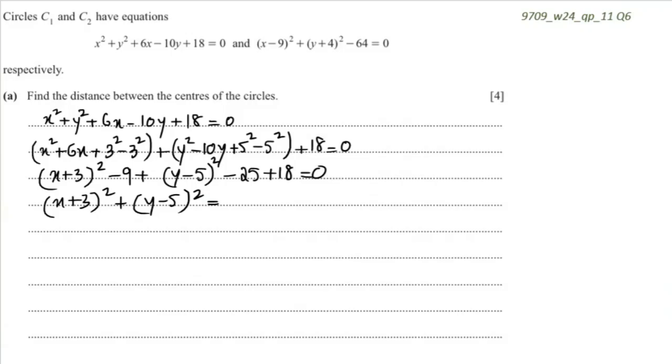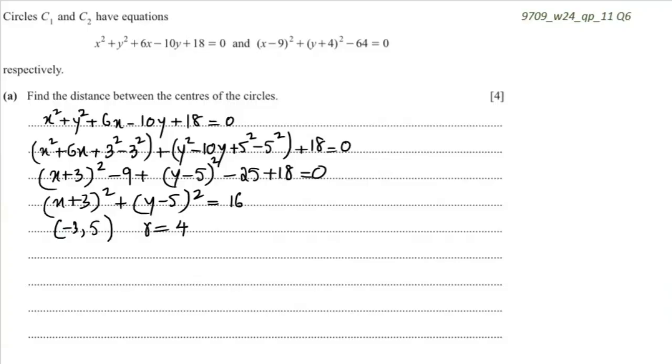Okay, this is 25 and 9. That's going to be 34. So I need to subtract, or I can do the other way around, minus. Oh, that's going to be 16, right? So the center is (-3, 5). And I don't need the radius, but I'm just sharing that the radius is going to be 4.